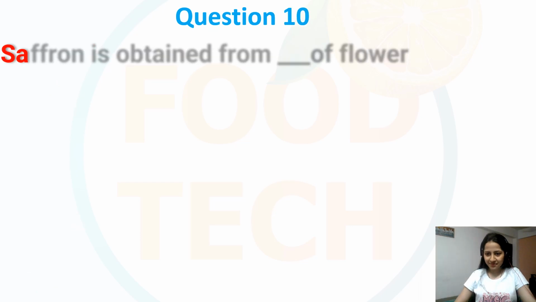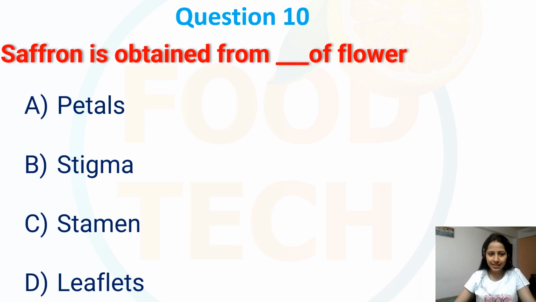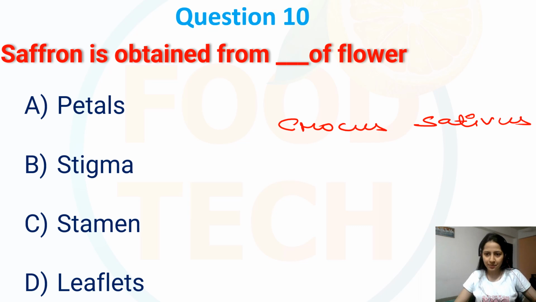Next, question number 10. Saffron is obtained from dash of the flowers. Options are petal, stigma, stamen, or leaflets. So what is the scientific name of saffron? That is Crocus sativus. So over here my correct option will be the stigma.